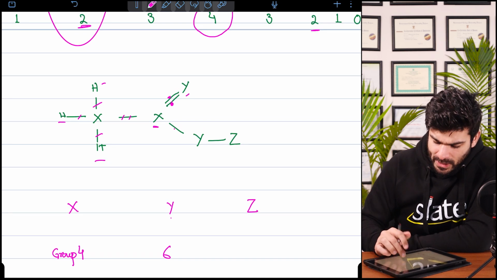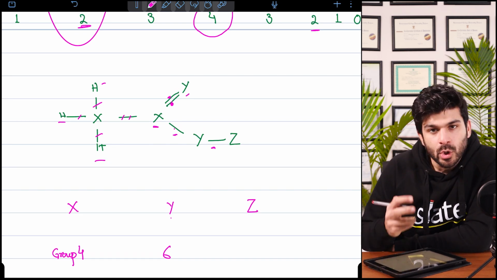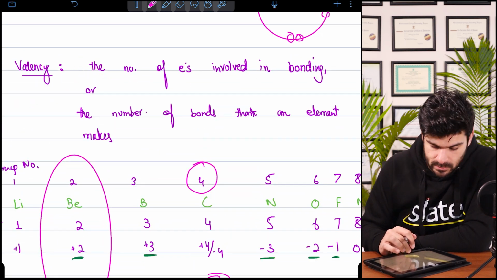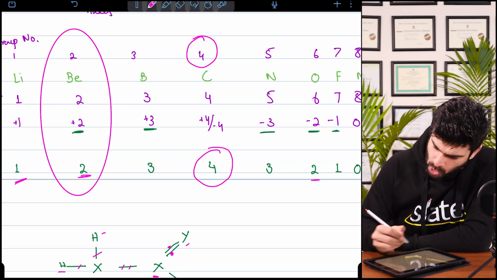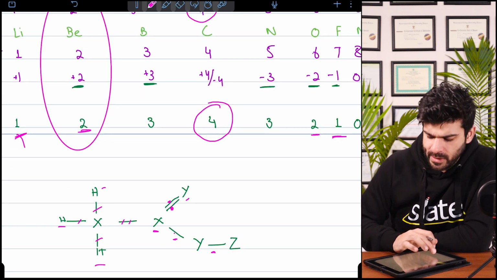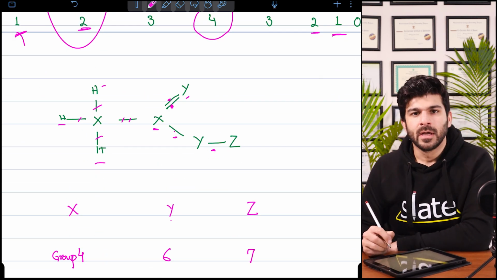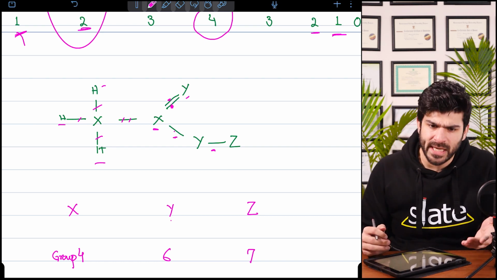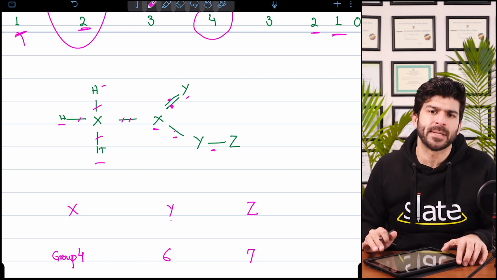Now Z, likewise, Y even here, it's making 2 bonds. Z is making 1 bond. So Z will be either group 1 or group 7. Obviously not group 1, hence group 7. They can give you any example in the exam to identify which element, which compound it is. That's very easy by understanding this very concept.